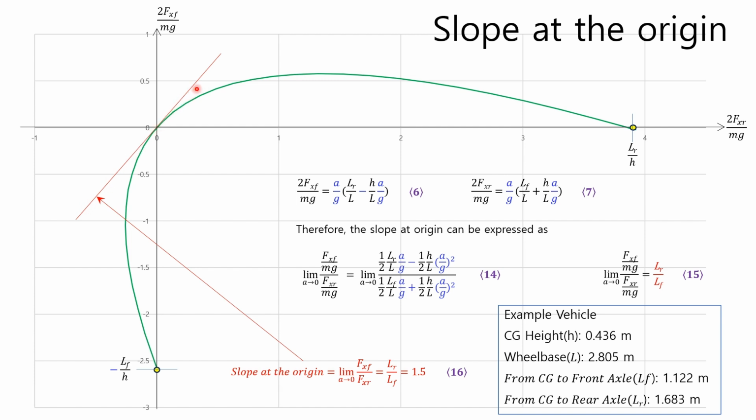Looking at this final result, when LR becomes 0, the slope becomes 0. And since 100% of the center of gravity is on the rear wheels, acceleration is impossible and only braking is possible. Therefore, the driving force distribution curve of the first quadrant is reduced to 1 point and located at the origin. Conversely, when LF becomes 0, the slope becomes infinite, and since 100% of the center of gravity is on the front wheels, braking is impossible and only acceleration is possible. Therefore, the braking force distribution curve of the third quadrant is reduced to 1 point and located at the origin.